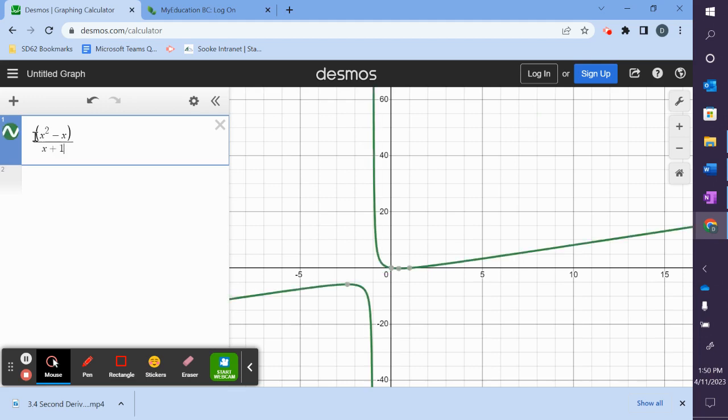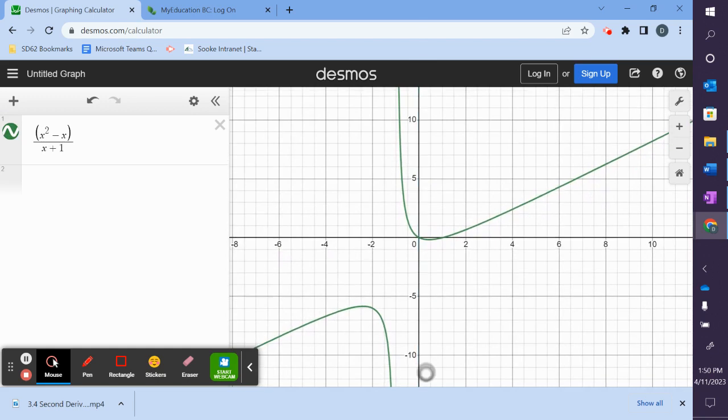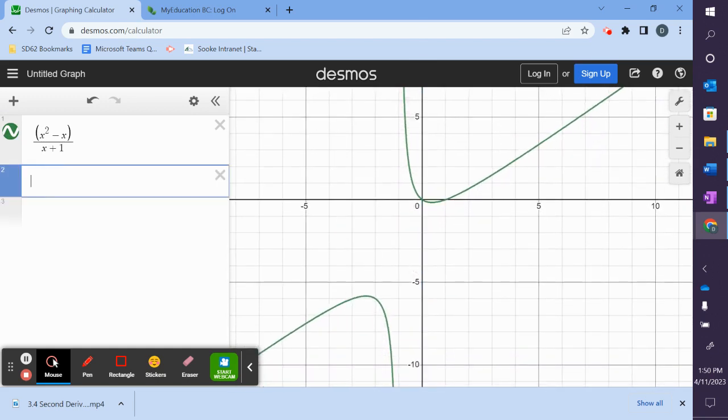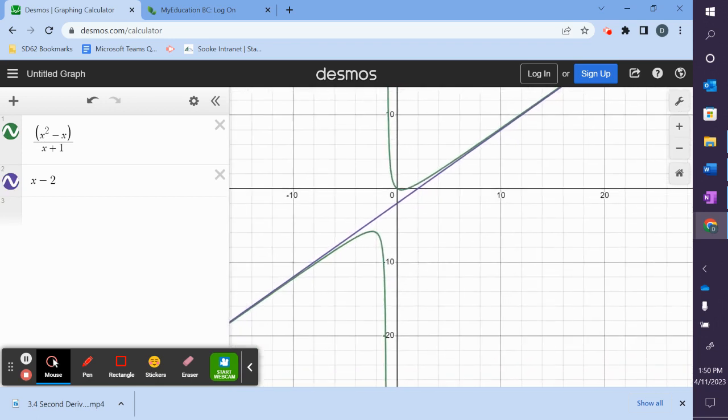Okay. There's the graph. Now watch when I put in x minus 2. There's your slant asymptote. You can see here the green part is the graph. As x gets bigger and bigger, where does the green graph get closer and closer to? The line x minus 2. And when it gets smaller and smaller, same thing. That is your slant asymptote. It never gets there, but it gets closer and closer to it.